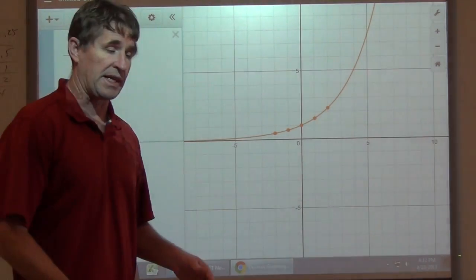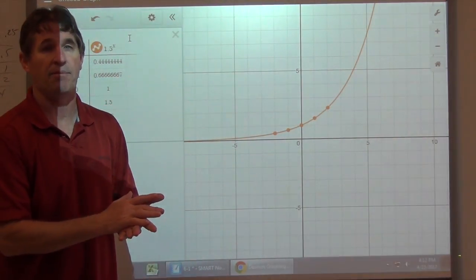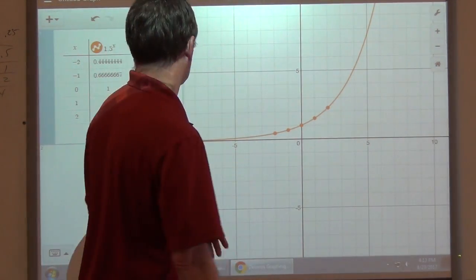So, those are fairly easy to do. Again, determine what b is so you can find the growth or decay, and then just get your tables.